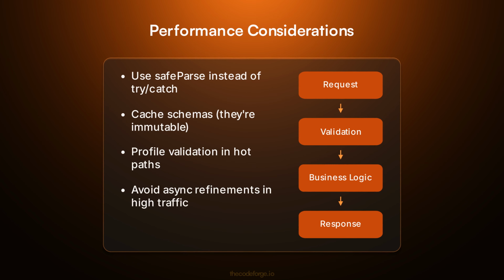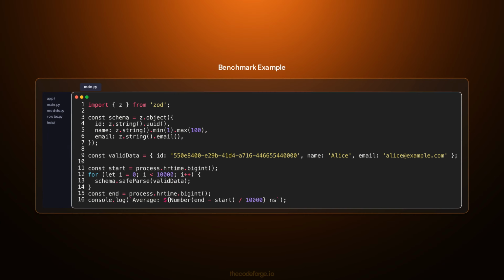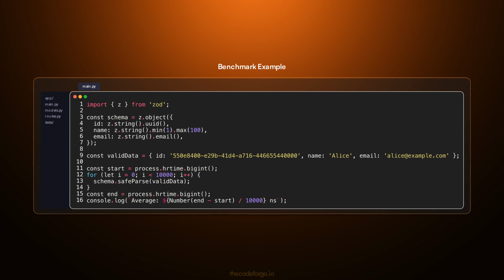Validation adds overhead, but Zod is fast. Use safeParse for better performance. Profile your code. If validation is a bottleneck, consider pre-validating at the edge or simplifying schemas. You can benchmark your schemas like this. In most cases, validation is not the bottleneck. Only optimize if profiling shows it's a problem.